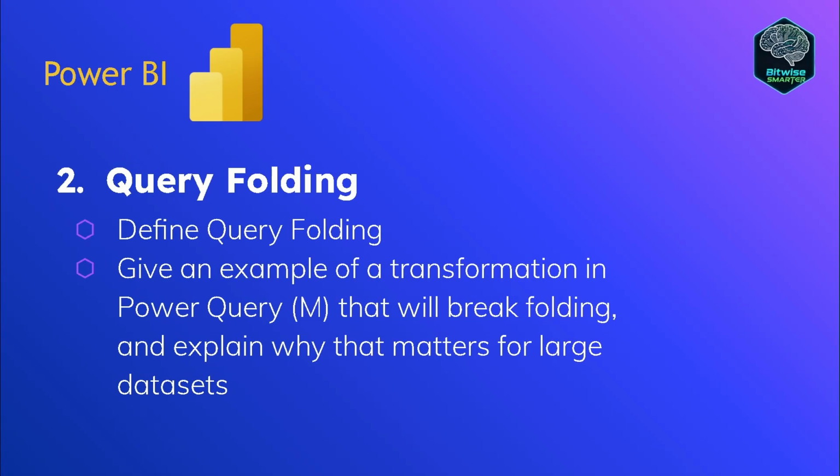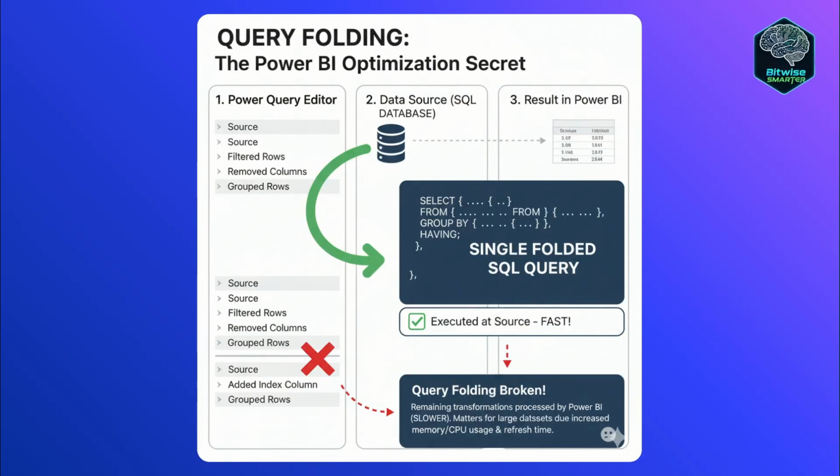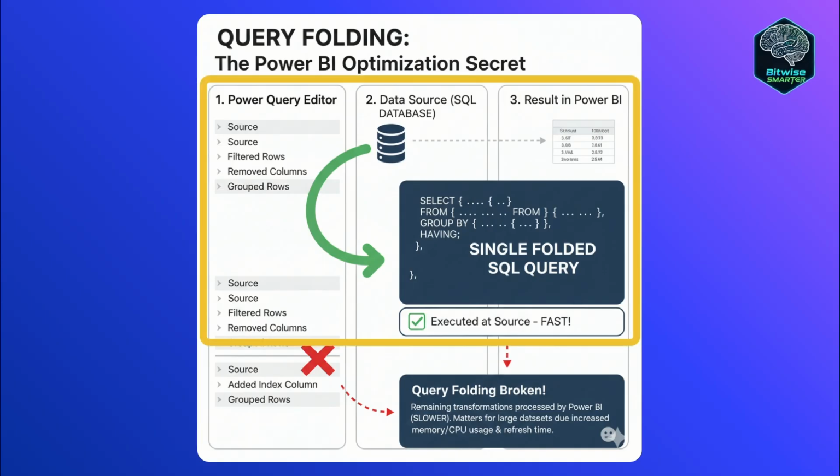Define query folding. Give an example of a transformation in Power Query that will break folding and explain why that matters for large datasets. Query folding is a critical optimization technique in Power Query. It means that Power Query translates your transformation steps back into a single query written in a data source's native language, like SQL for a SQL Server database.